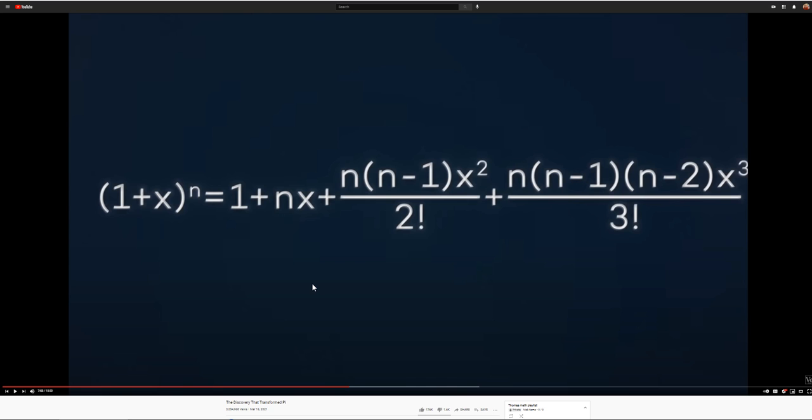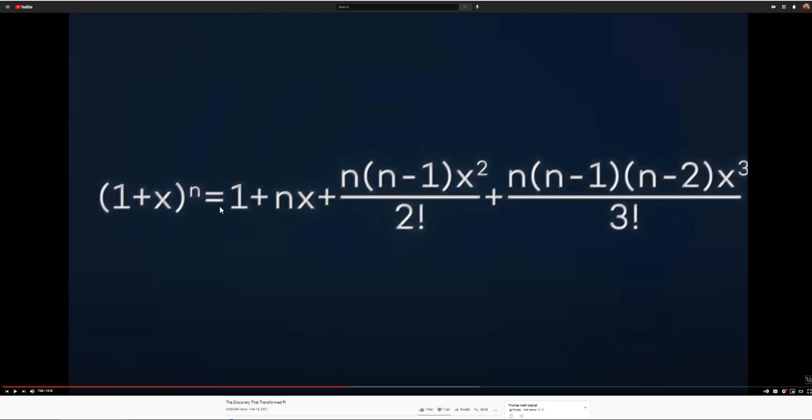Another form of the binomial theorem is shown here, where we have 1 plus x to the n. This is a simpler case since there's only one unknown. Expanding this binomial results in the pattern shown below, shown in the video here. This screenshot's actually from a Veritasium video about how Isaac Newton contributed to calculating pi.